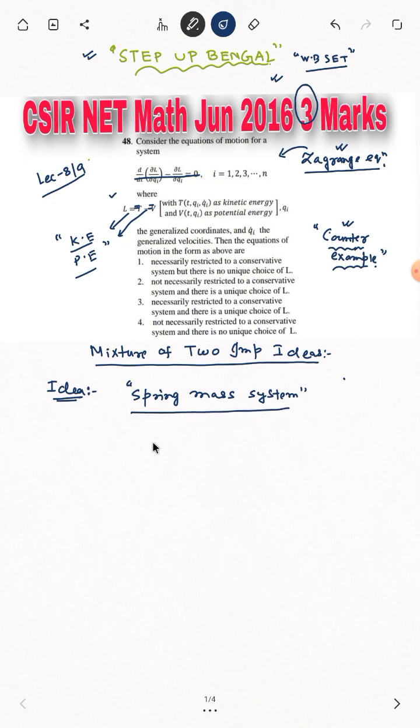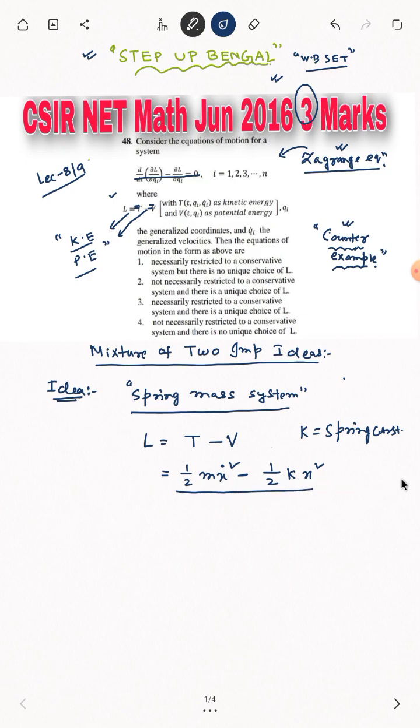Spring mass system. Here Lagrangian was T minus V. What was T? Half m x dot square. Minus what was V? That is half k x square, k equal to spring constant. Now if this is Lagrangian, that means L, take a look at one thing first.